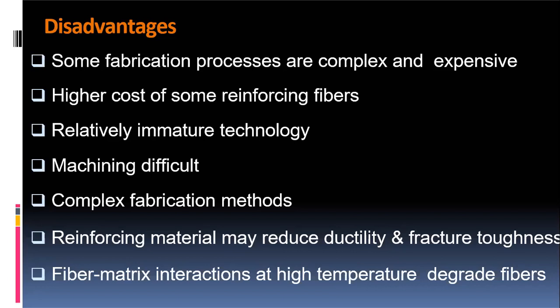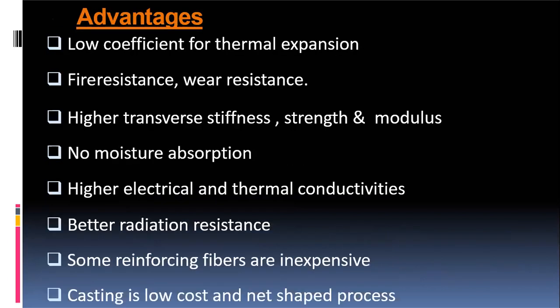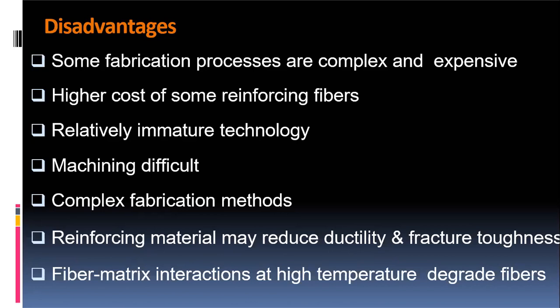Next one is machining difficulty. The machining process for all the metal matrix composites is difficult because the majority of the materials have very good stiffness and thermal expansion properties. Due to these properties, the machining is difficult in nature.